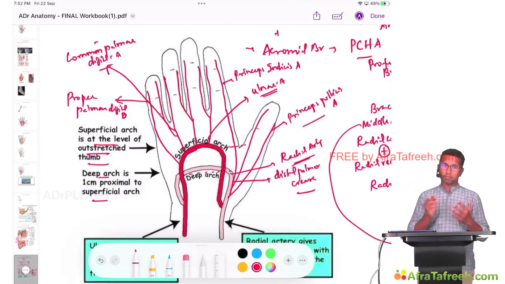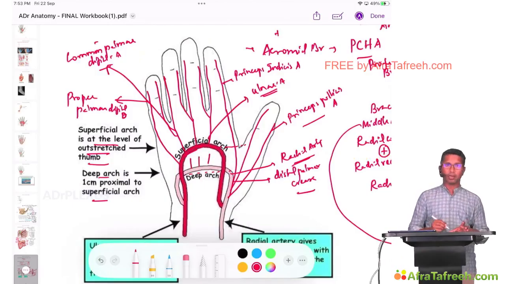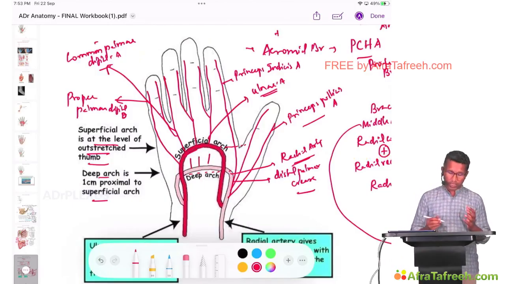The deep arch, which is completed by the radial artery, gives palmar metacarpal arteries, which fuse with the common palmar digital arteries. So what are these arteries?